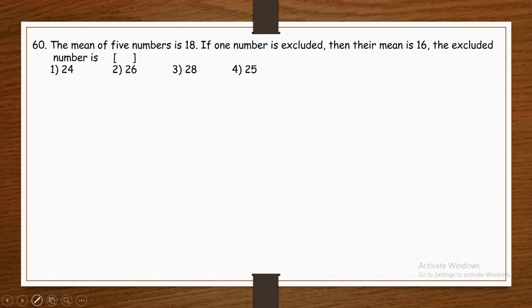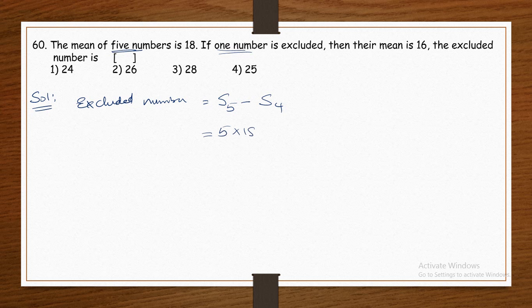Next, moving on to question number 60. The mean of 5 numbers is 18. If one number is excluded, then their mean is 16. Then the excluded number is? So already we have done a problem related to this. So simply what we can do? The excluded number is equal to, when you are having 5 numbers, their sum S5 minus S4, because one number is excluded, no? So S5 minus S4 we need to find. S5 means 5 into 18, minus S4 means 4 into 16.